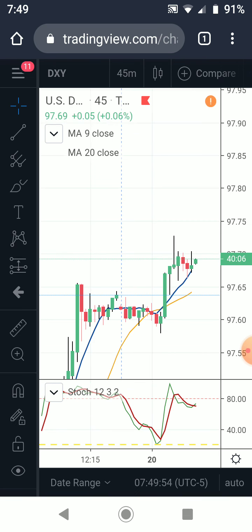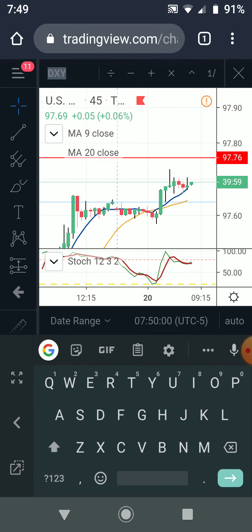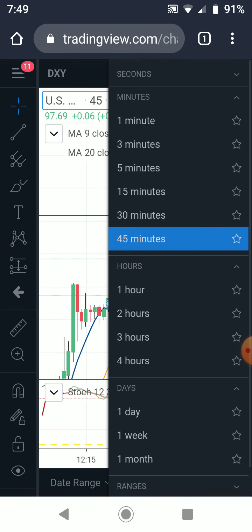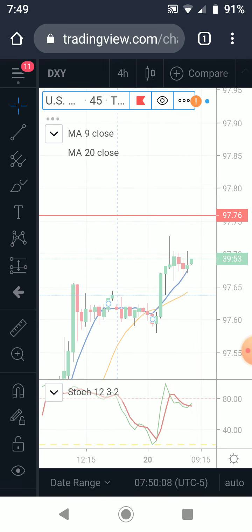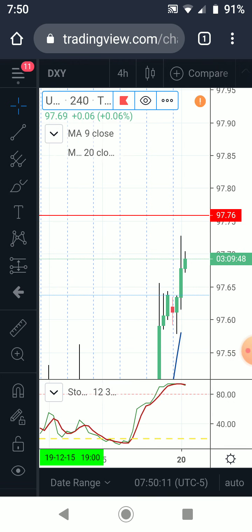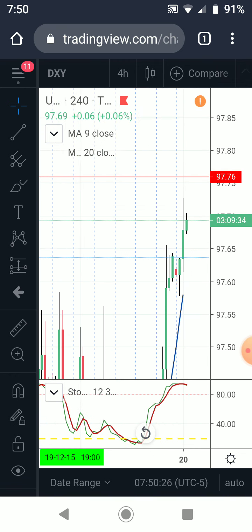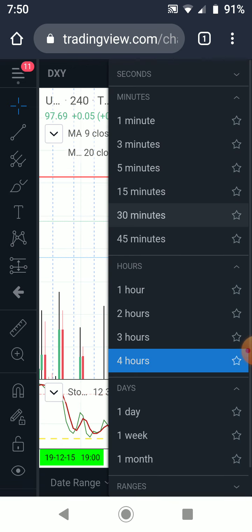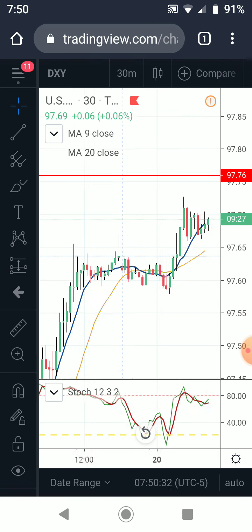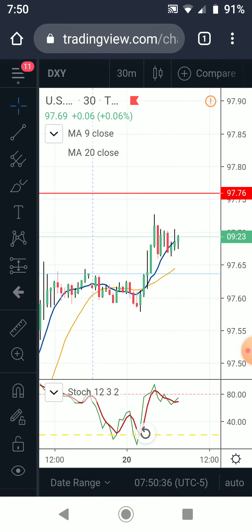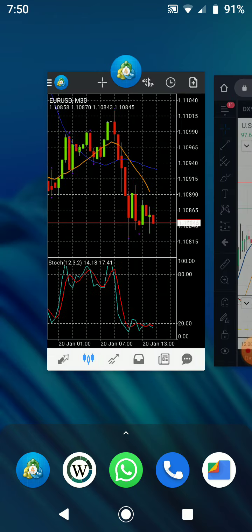And we're on a 45-minute time frame. Now, looking at the 4-hour, and a little bit on the 3-hour, it's on an uptrend on the DXY. Then to your 30-minute, yeah, an uptrend. So that means the dollar index is heading up. So we switch back to the euro.